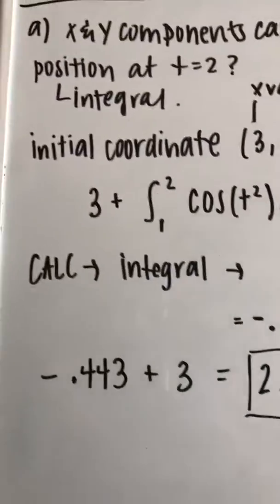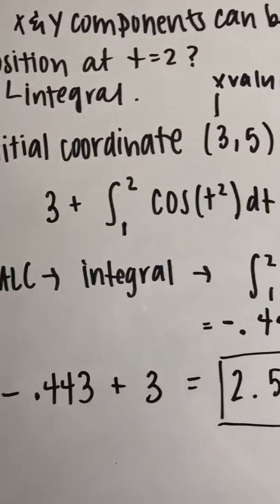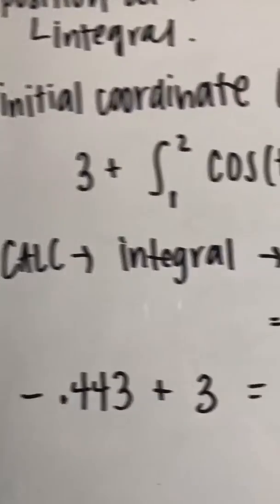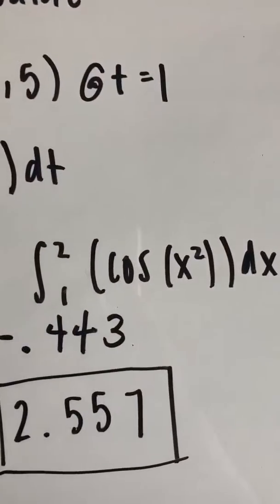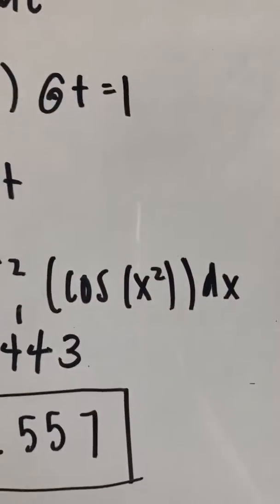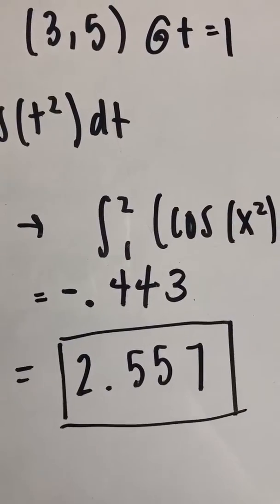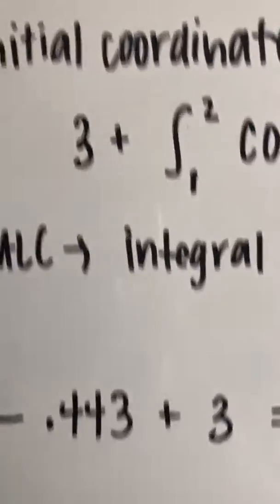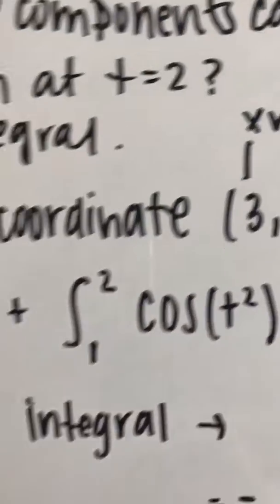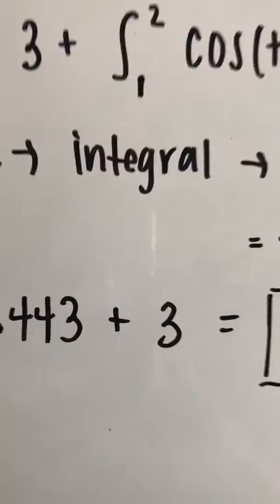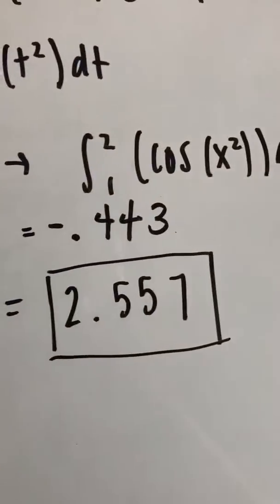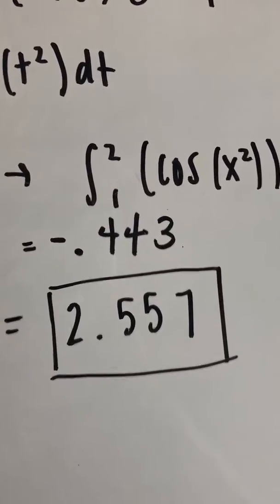So once you have all this in your equation, you can put it in your calculator, use the integral, plug in from 1 to 2, and then cosine x squared dx, which you should get negative 0.443. Then you're going to add that initial x value of 3. So you're going to have negative 0.443 plus 3, which equals 2.557.